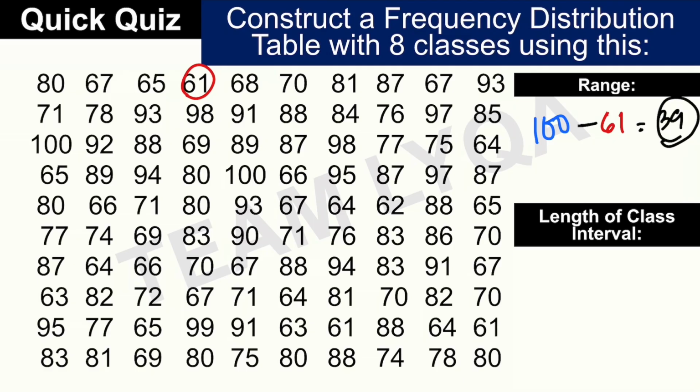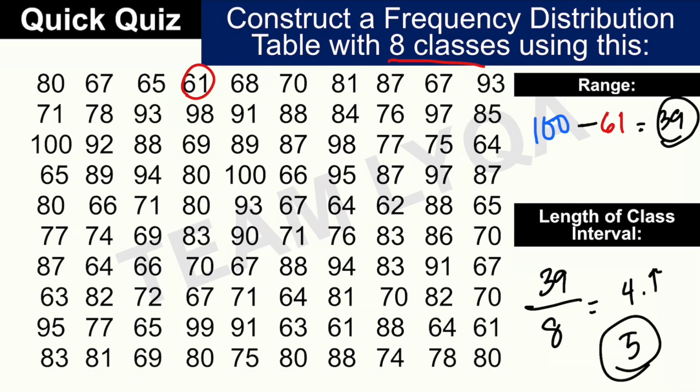Now, sabi natin, and given na siya, 8 classes daw. So, ibig sabihin, itong 39 na yan, i-divide natin siya sa 8. Okay, so ang lalabas dyan would be a little over 4, almost 5. So, ibig sabihin, ang length or width ng ating class interval would be 5. Okay? So, that would be 61, 62, 63, 64, 65. Tapos, 66 naman hanggang 70.